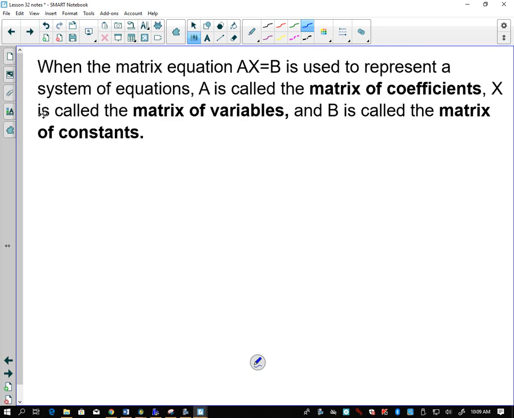So when the matrix equation AX equals B is used to represent a system of equations, A is called the matrix of coefficients, X is called the matrix of variables, and B is called the matrix of constants.